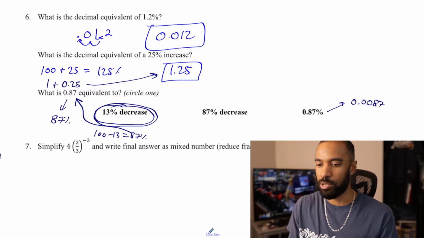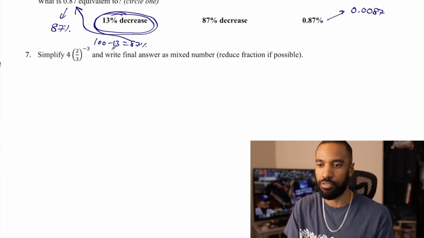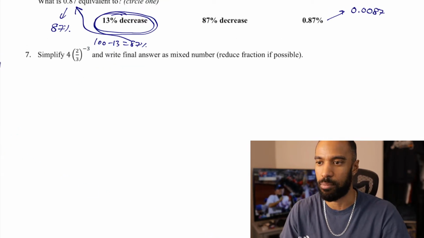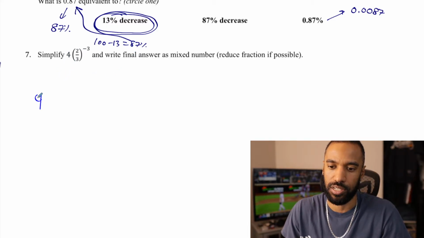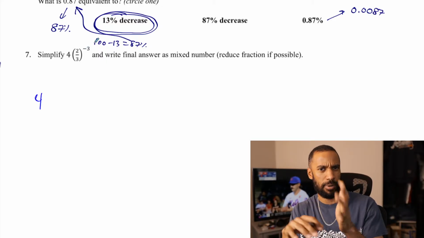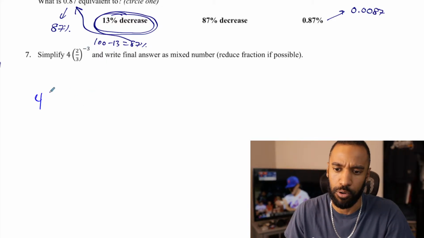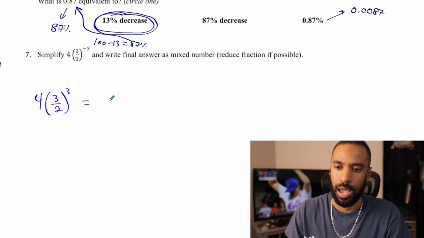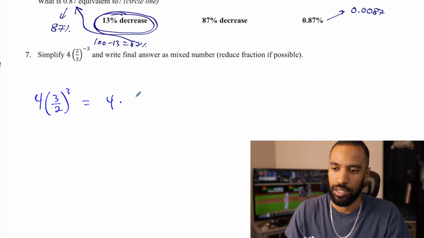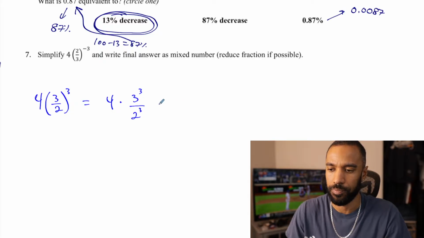Lastly, number 7, simplify 4 times 2/3 to the negative third power and write the final answer as a mixed number. Reduce the fraction if possible. Well, I'm going to start with this. A negative exponent means you place a numerator into the denominator and vice versa if they're both raised to the negative exponent. Change them positive. So that becomes 4 times 3/2 cubed. I'm going to go ahead and cube the 3 and cube the 2.